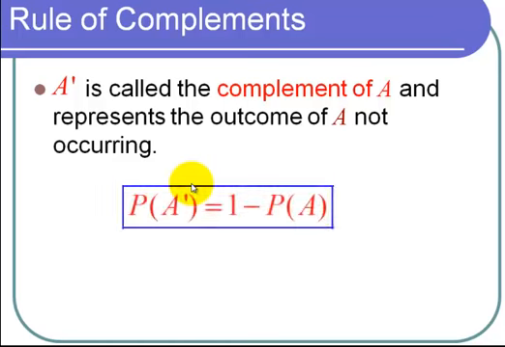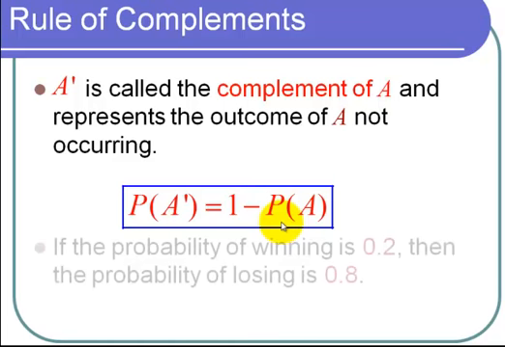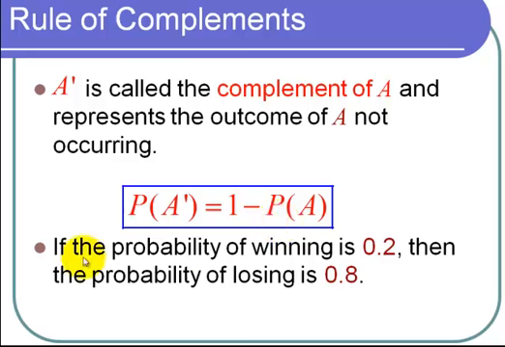And the big rule says that the probability of A not occurring is equal to 1 minus the probability of A occurring. This will make total sense as soon as you see an example. So the example I have is that if the probability of winning the game is 0.2, so 20%, then the probability of losing is 0.8 or 80%.